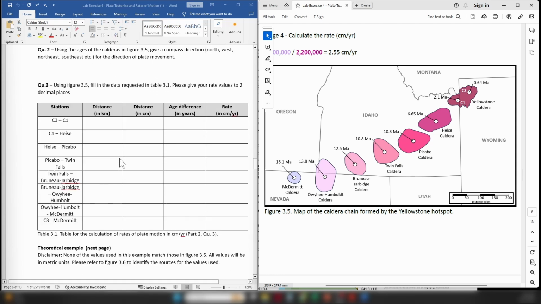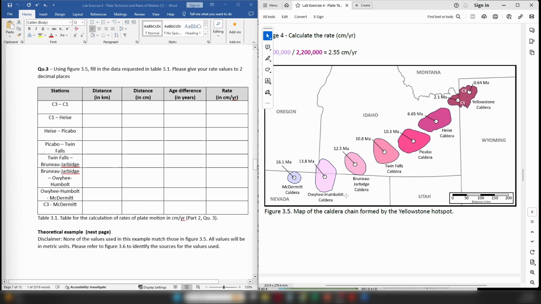Okay, so for question 3, we are once again going to be using figure 3.5, and we are going to use figure 3.5 to calculate the rate of plate motion. Now, in this case, what we're doing is we're actually calculating the rate of plate motion between each of the different locations for which we have an age. So we're going to calculate the distance from here to here in centimeters. So the distance between C3 and C1, we're going to calculate the distance from C1 to this point here, from this point here to this point here.